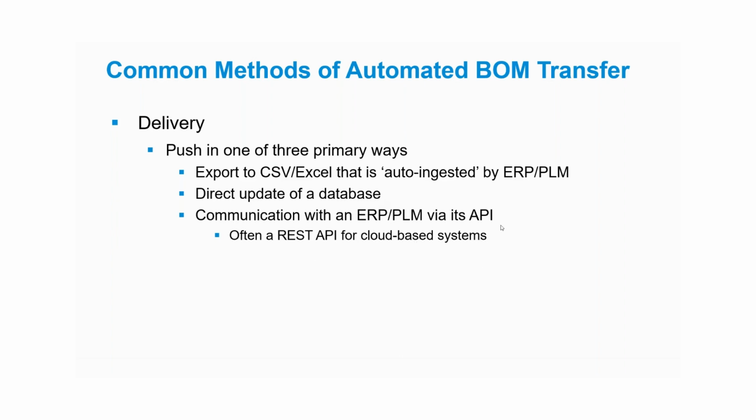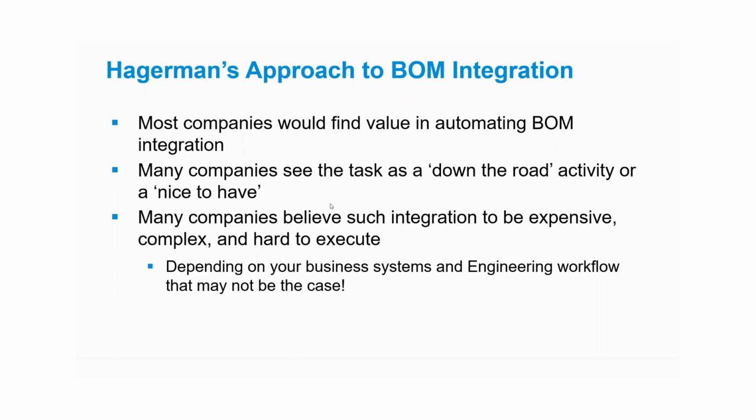And a really common one these days, because so many people are moving things to the cloud and cloud-based systems, is communicating directly with an ERP system via its API. Often what we would call a REST API. Maybe it's a .NET API. In some rare cases with really older systems, maybe it's a C++ API or something. But this is becoming more and more common. This is, I think, the most complex because you have to understand that system's API, but it also can be the most powerful and the most useful.